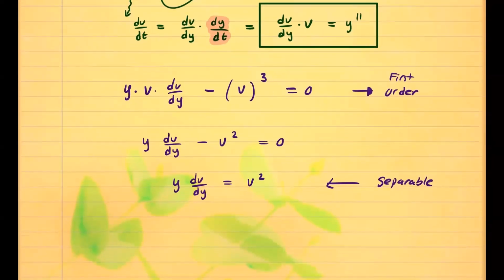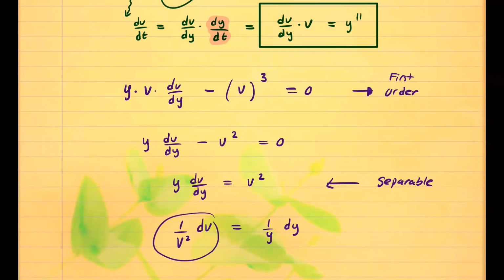So let's isolate the variables. I want y to be on the right side, so I'm going to divide both sides by y and multiply by dy. So you have dv on the left, and I will also divide by v squared. So you'll have 1 over v squared on the left side. Then this is 1 over y times dy. So I did two things at once. I divided by v squared, that's how I got this, and I multiplied by dy and divided by y. That's how I got the right-hand side.